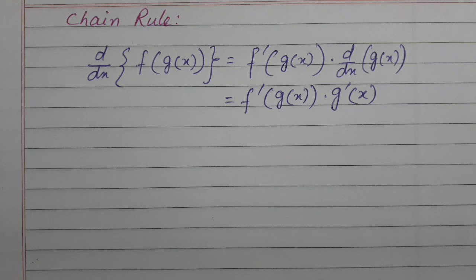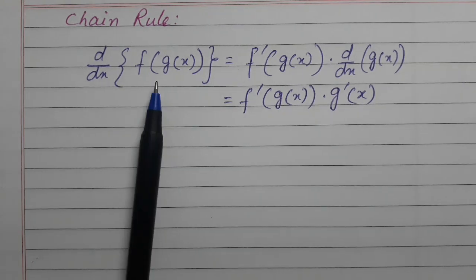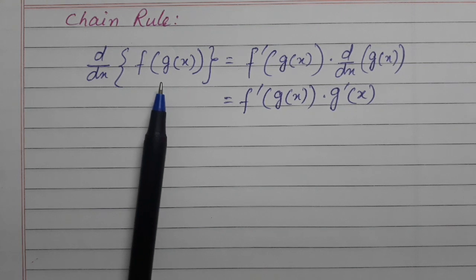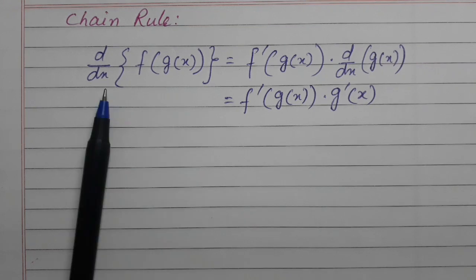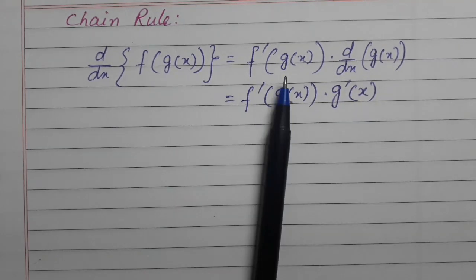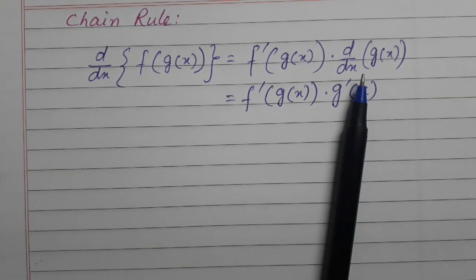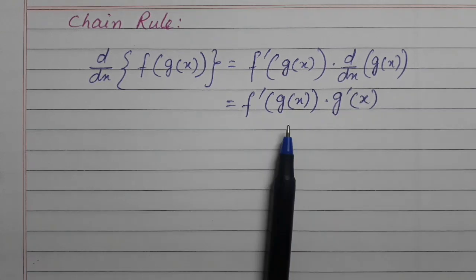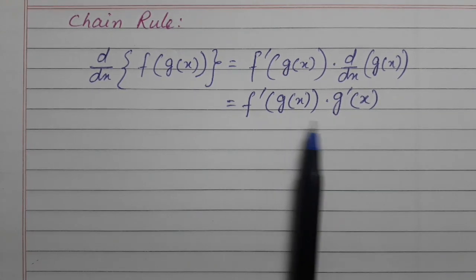Now let's see the chain rule, or the differentiation of a function of a function. Here f(g(x)) is called the composite function. Hence, d/dx of f(g(x)) is equal to f'(g(x)) times the differentiation of g(x), or we can write f'(g(x)) times g'(x).